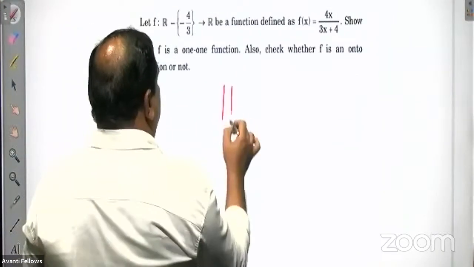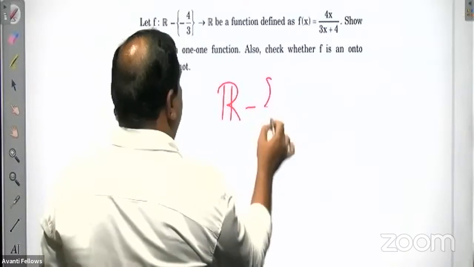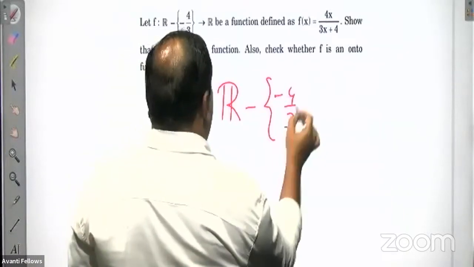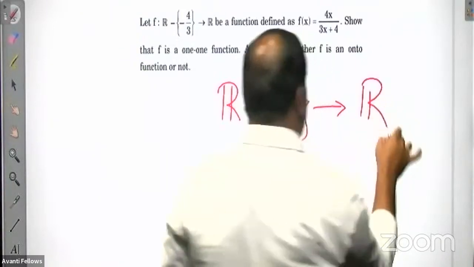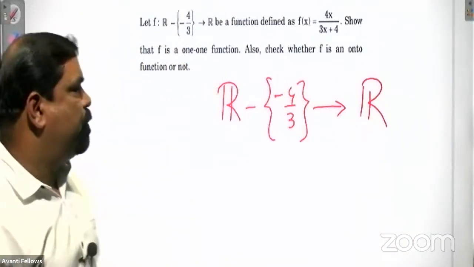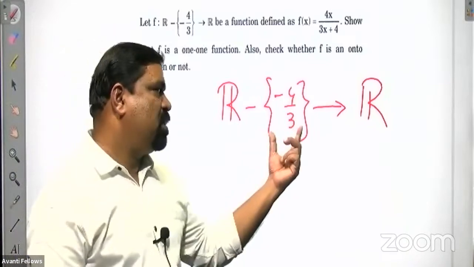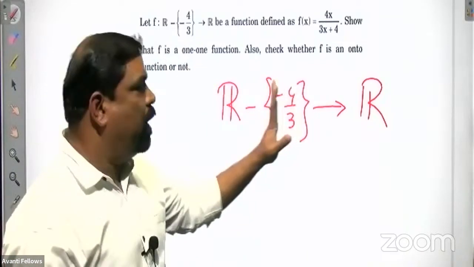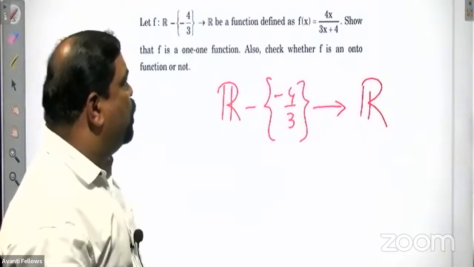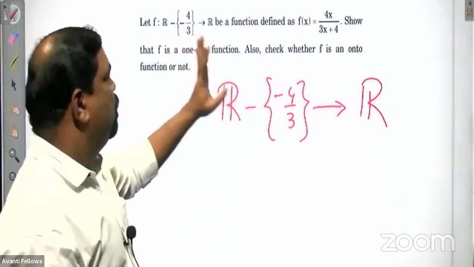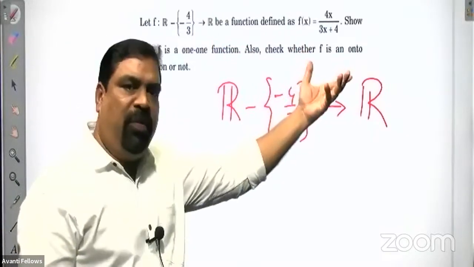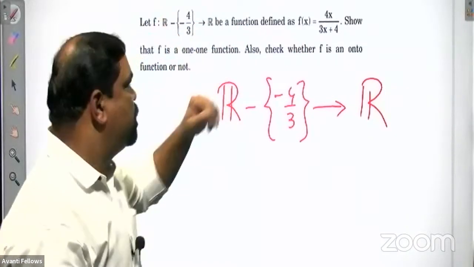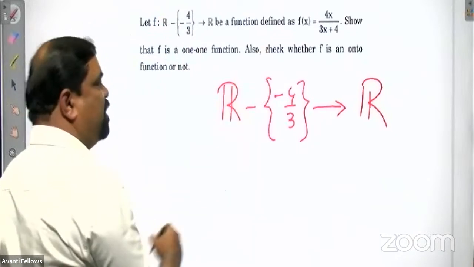So the function is from R minus 4 by 3 to R. R minus 4 by 3 means all real numbers except minus 4 by 3. So we have to prove that this function is one-one. But we don't know anything about onto. We have to check whether it is onto, like the question says. So first, one-one, I think very easily we can prove it.